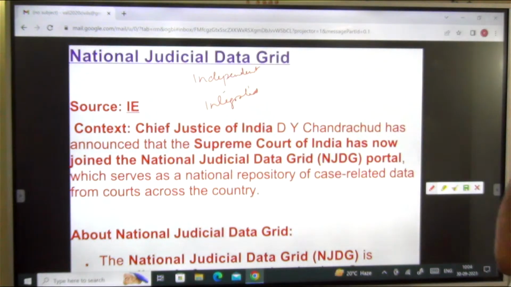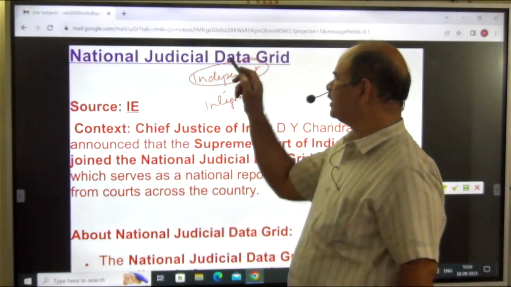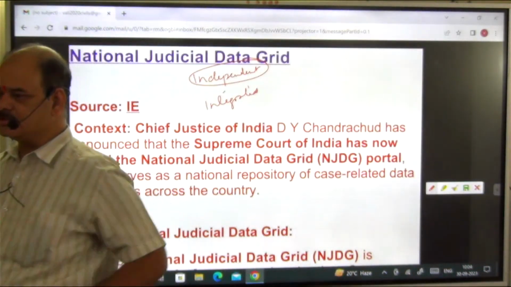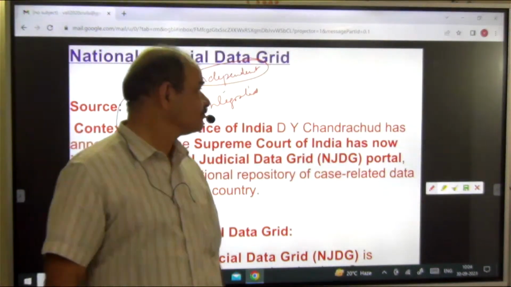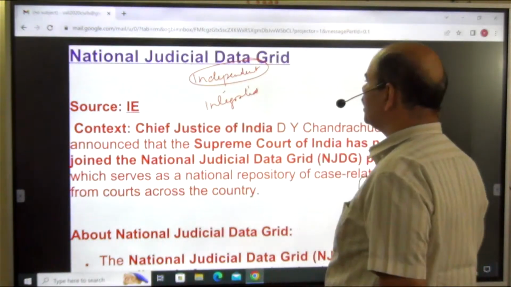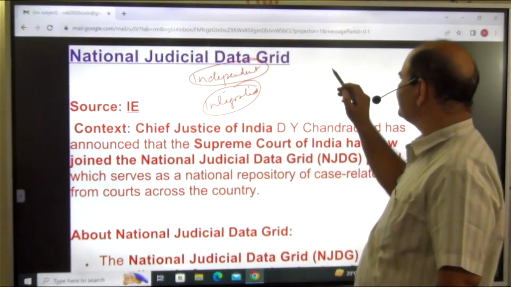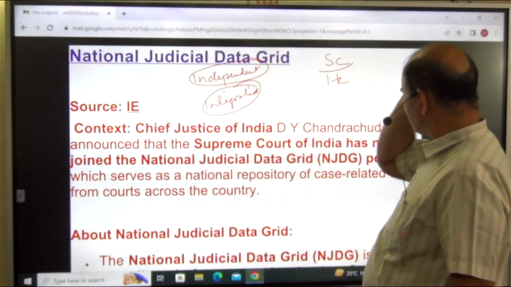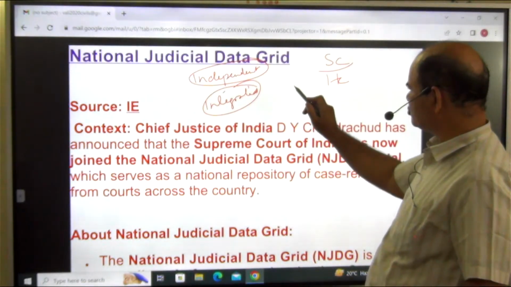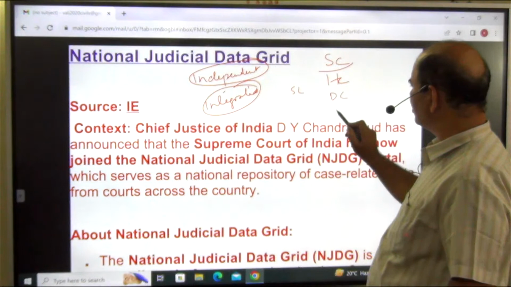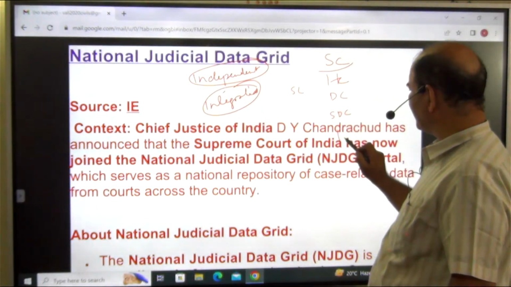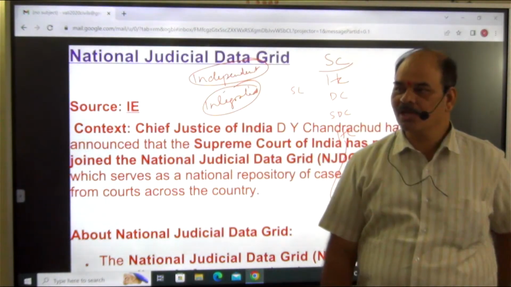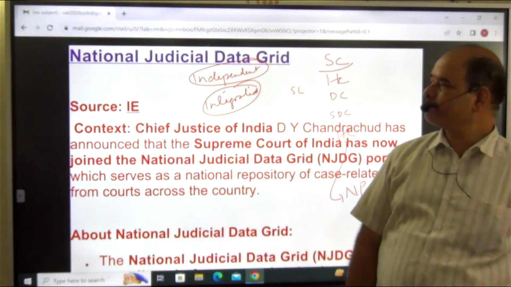Now, what is the meaning of independent? It is free from external pressures. That is the meaning of independent. And what is integrated? See, there is a hierarchy of courts in India. Supreme Court, which is the apex court, and High Court, which is the apex court at state level, followed by district court, followed by subdivisional court, and in a few states you have the Nyaya Panchayats. This is the hierarchy of the judiciary in the country.